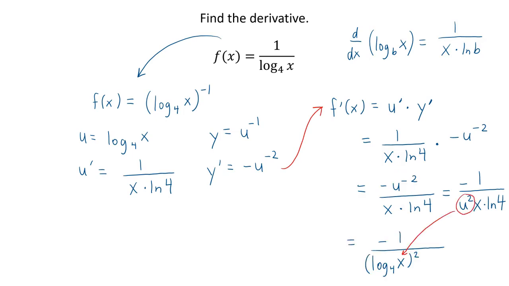And now for u, we substitute back in log base 4 of x. So in the denominator, u squared is equal to log base 4 of x squared, and that's multiplied by x times ln of 4. And that's our final simplified derivative.